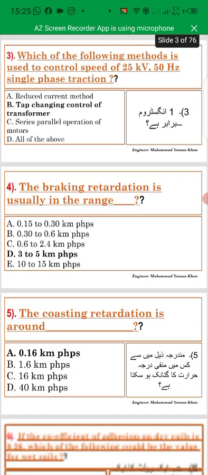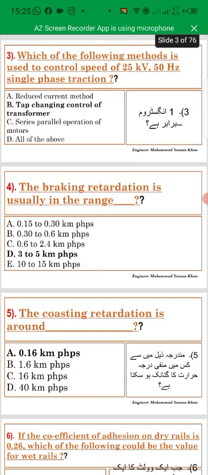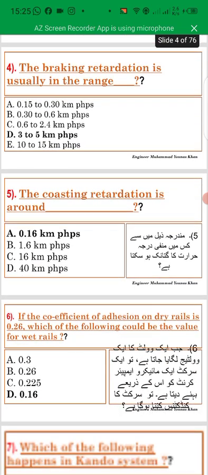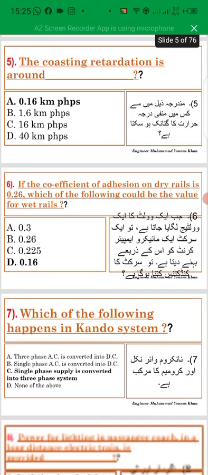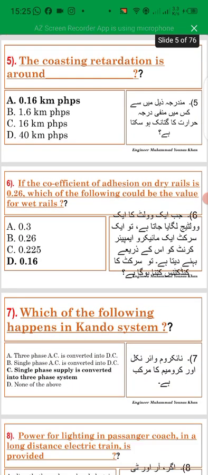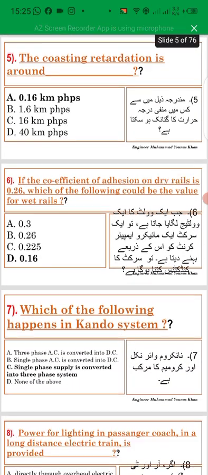Which of the following methods is used to control speed of a 25 kV, 50 Hz single phase traction? Tap changing control of transformer. The braking retardation is usually in the range 3 to 5 km/h/s. The coasting retardation is around 0.16 km/h/s.